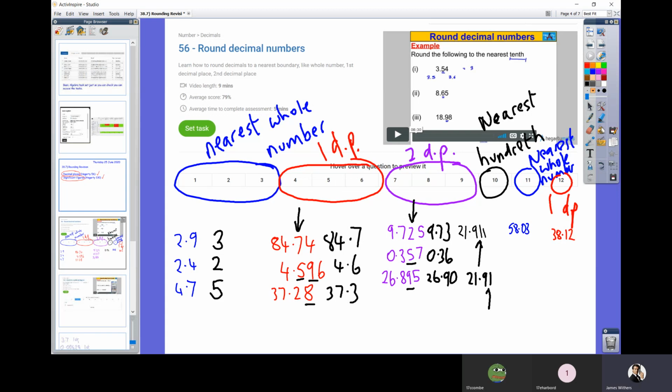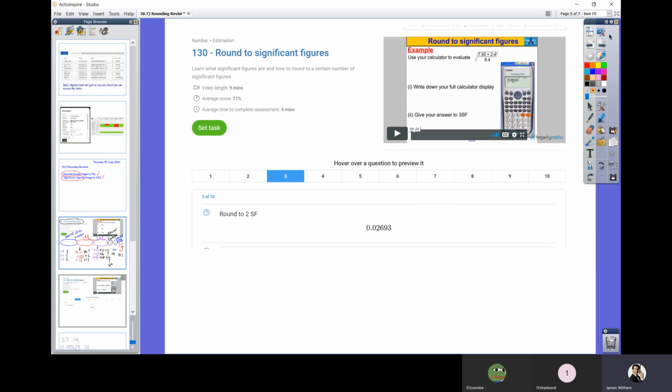Okay, then question 11, nearest whole number, well, that's clearly 58. And question 12, 1 decimal place, 38.1. So that's modelling all 12 questions on the first Hegarty, Hegarty 56. So I'm now just going to move on to the second Hegarty, which is Hegarty number 130.